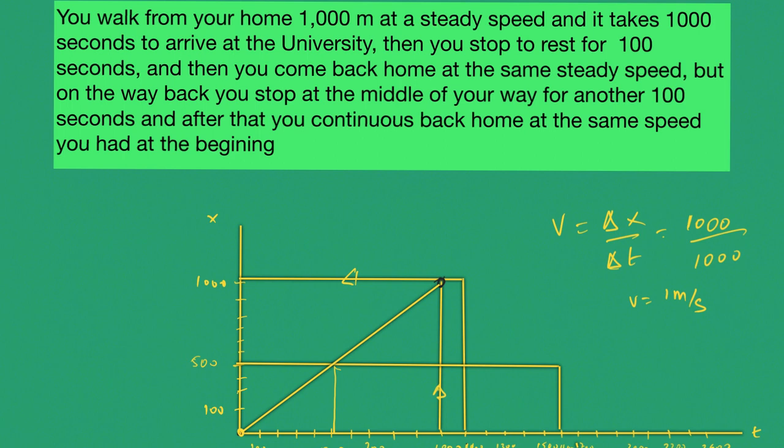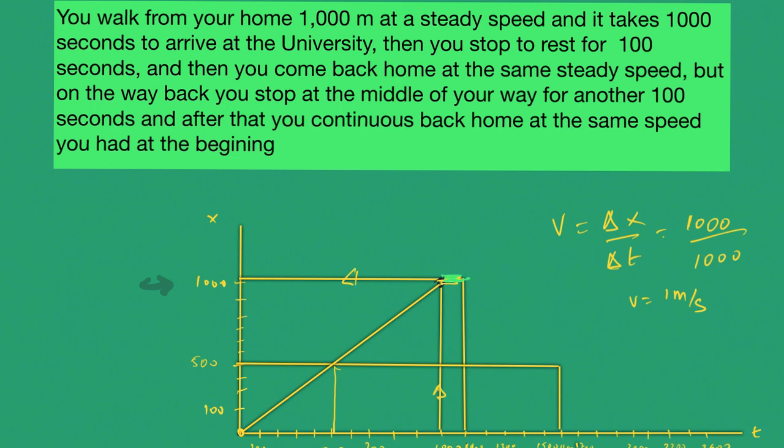Now the problem says like this. You walk from home 1,000 meters, it takes you 1,000 seconds, then you stop to rest for 100 seconds. If you stop to rest for 100 seconds, it means that you are not moving. So the slope of the graph has to be horizontal, zero slope, which means that you are at this position all the time during the next 100 seconds. So the graph must be like this.